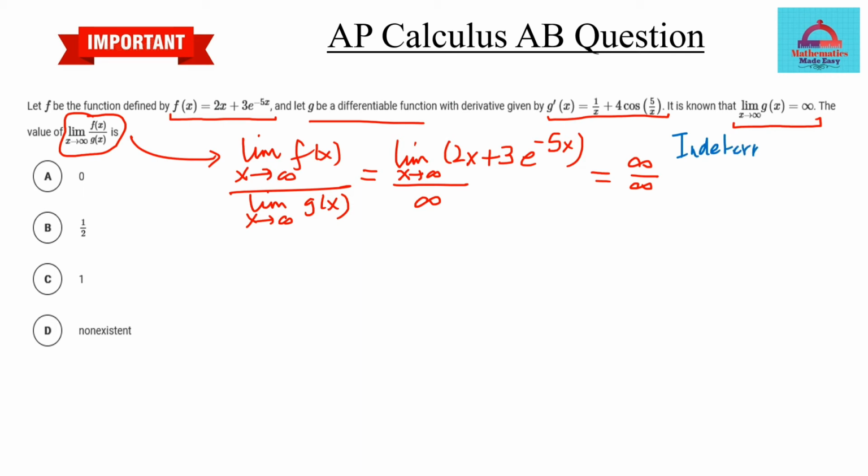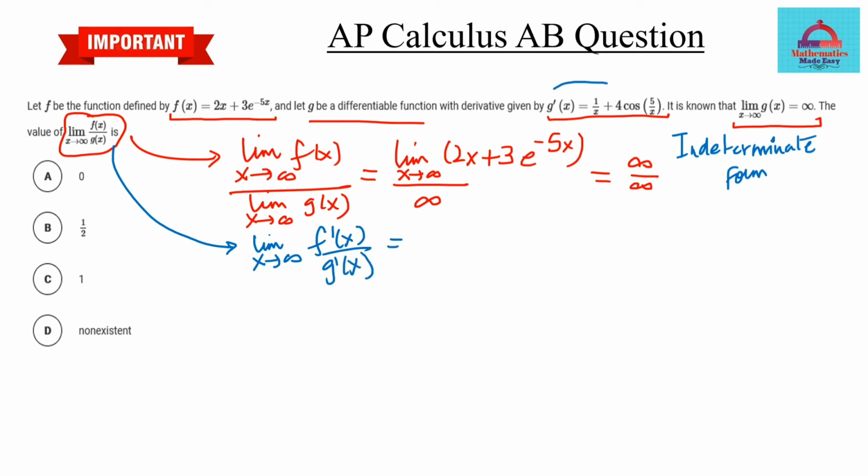So because it's indeterminate form, we can apply L'Hopital's rule. Now L'Hopital's rule says what? It says that this limit which you need to find is equal to the limit of the derivative. So limit x approaching to infinity f prime x over g prime of x. This is going to be this same limit. Now we are lucky here, the function's derivative g prime is already given, so we just need to find f prime of x here, and then we can put in the values.